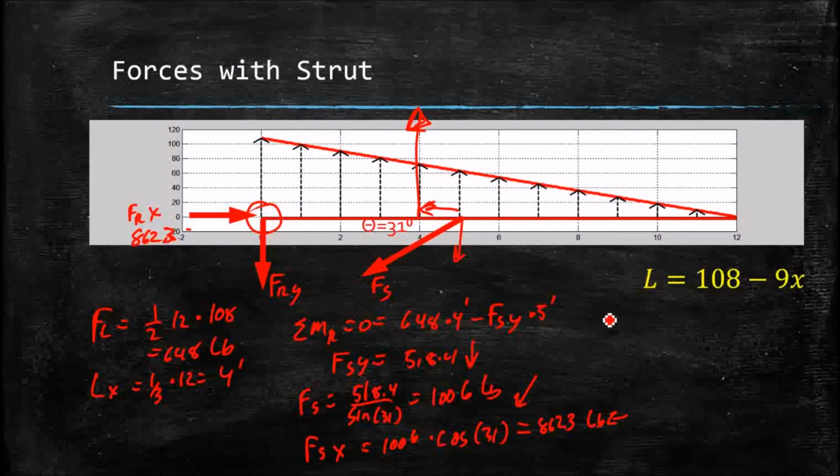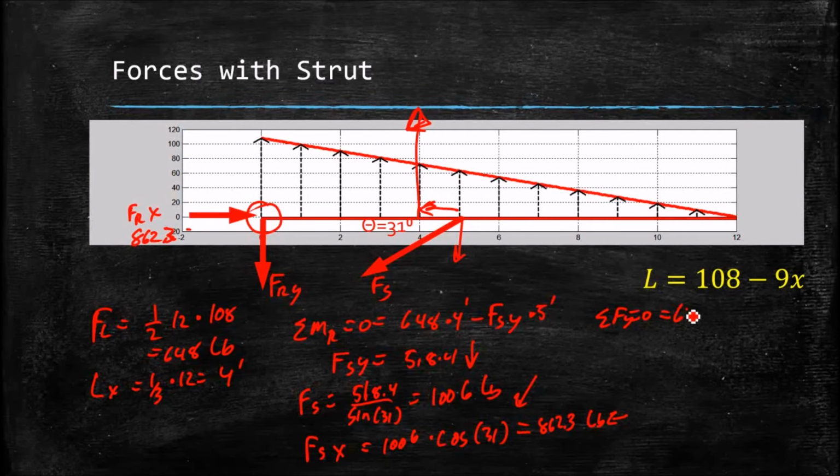The sum of the forces in y equals 0. I've got my lift of 648. I've got the y component of the force in the strut equal to 518. That doesn't look like a 5.